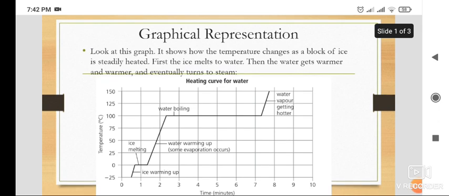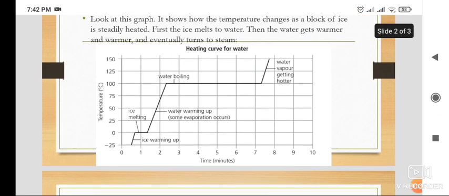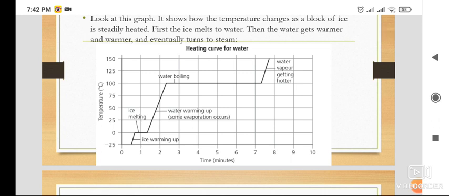Look at this graph. It shows how the temperature changes as a block of ice is steadily heated. First, ice melts into water, then the water gets warmer and warmer and eventually turns into steam. This kind of graph is known as the heating curve of water.